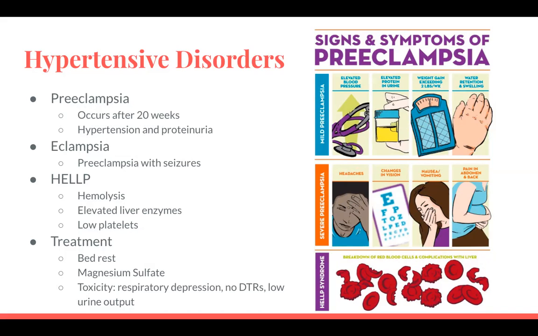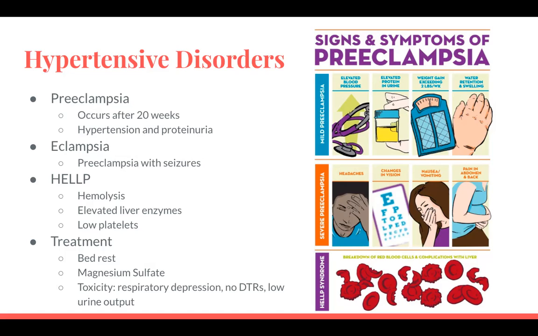HELLP is hemolysis, elevated liver enzymes, and low platelets. And just so you guys know, with severe preeclampsia, we talked about those visual disturbances. This is before they're eclamptic, but they could become so soon. You're going to see increased tendon reflexes and oliguria.